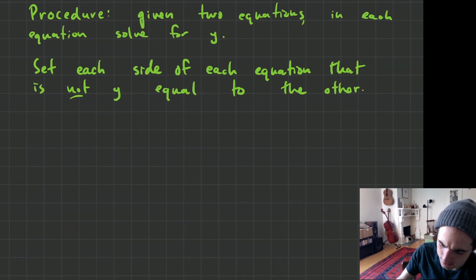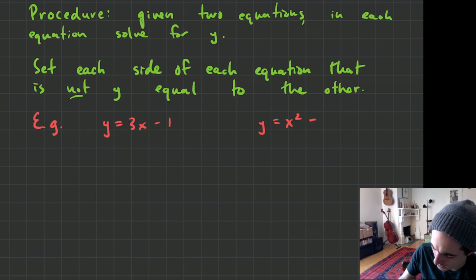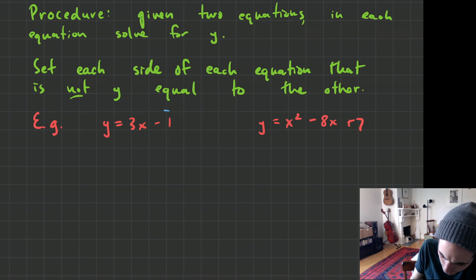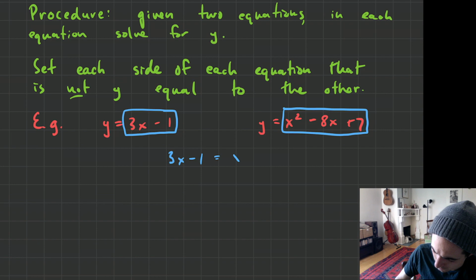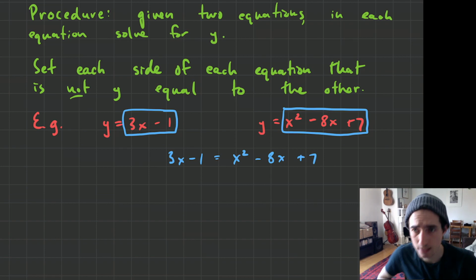Okay, so what that means is, I'll just give you a quick example. If I've gone ahead and solved for y in both equations, maybe I've got something that looks like this: y equals 3x minus 1, and the other one is y equals x squared minus 8x plus 7. Well, what we would do is take this portion of the equation and set it equal to this portion. So for the second part of the procedure, 3x minus 1 is equal to x squared minus 8x plus 7.